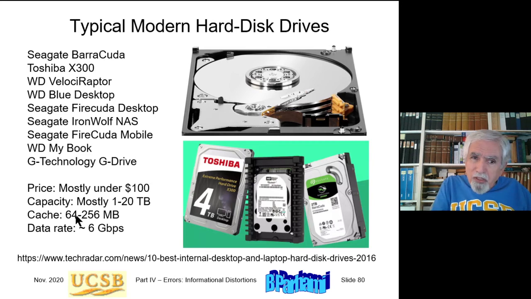The cache memory is solid state memory, SRAM or DRAM, and therefore it's pretty fast to access. The data rate of these disks is on the order of 6 gigabits per second. So it can transfer the data at a very high rate. Okay, so this is just to give you an idea.